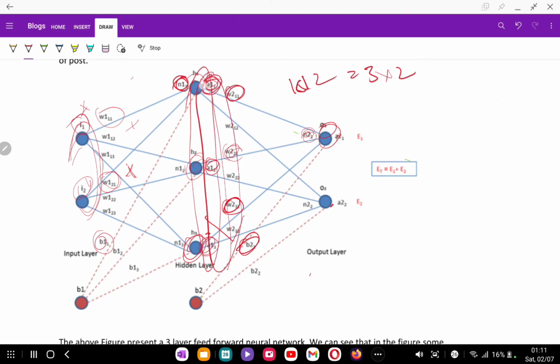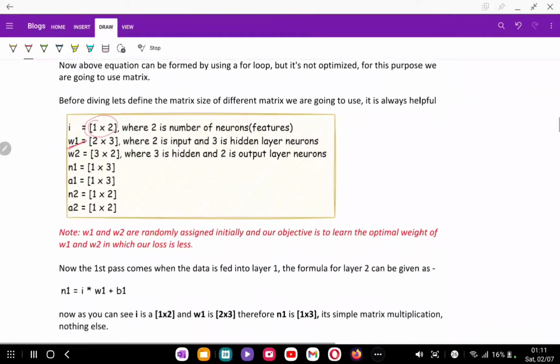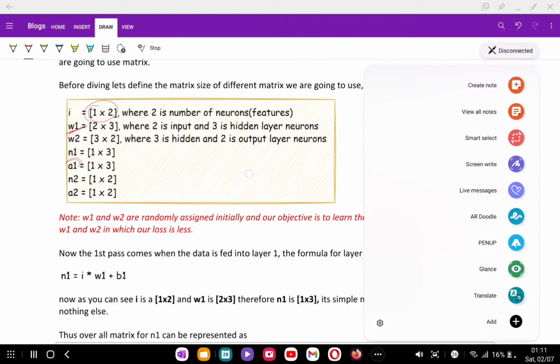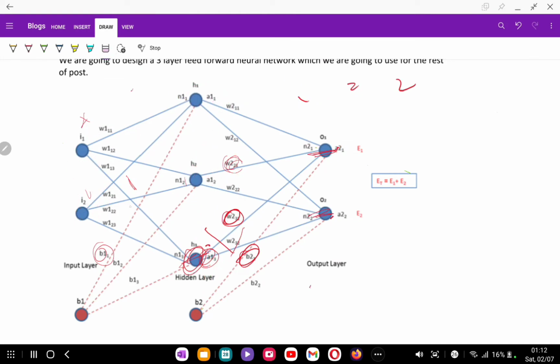And this A11, what should be its dimension? It should be pretty straightforward. Since we have 3 neurons or 3 activations at layer 1, its dimension is 1 by 3, and 2 activations at layer 2, its dimension is 1 by 2. As you can see here, we have 3 activations at layer 1 and 2 activations at layer 2. Let me just erase it again. So that's the matrix dimension that we are going to use.